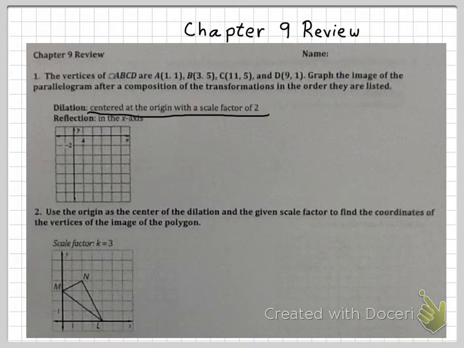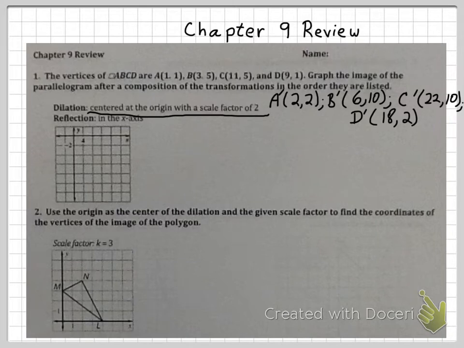Okay, so the first one we're going to do is the dilation centered at the origin with a scale factor of 2. So if it has a scale factor of 2, then what you do is you take that scale factor of 2 and you multiply it by each coordinate of the first point. So (1, 1) becomes (2, 2). And similarly, (3, 5) would become (6, 10). And by the way, there should be a prime on there. And C prime then would become (22, 10), and D prime would become (18, 2).